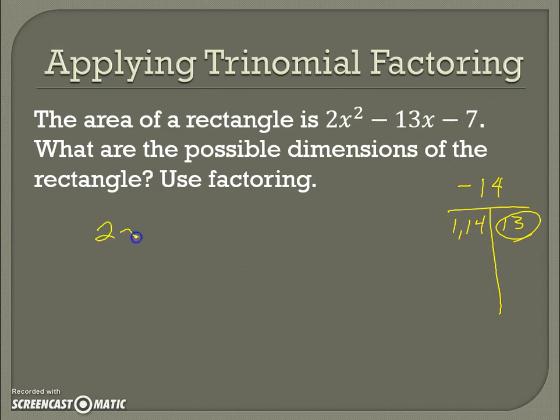So I'm going to have 2x squared minus 14x plus 1x. I'm going to go ahead and write in that coefficient just to keep things easier for me. Minus 7. And then I just start factoring things out. So let's see. These are both divisible by 2x.